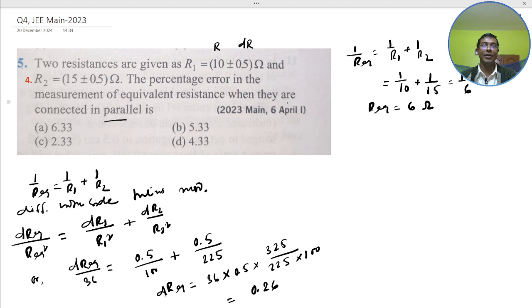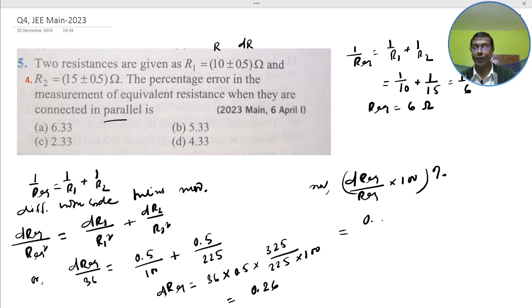Now you just calculate the percentage error. So now dR equivalent by R equivalent into 100, this is our percentage calculation. So basically 0.26 by R equivalent 6 into 100, and you just get 4.33. So 4.33, option D, would be our correct answer.